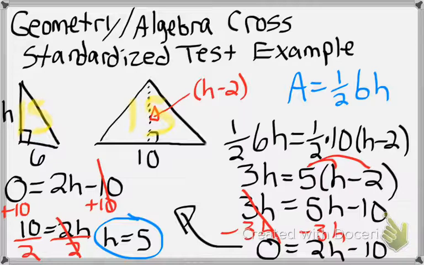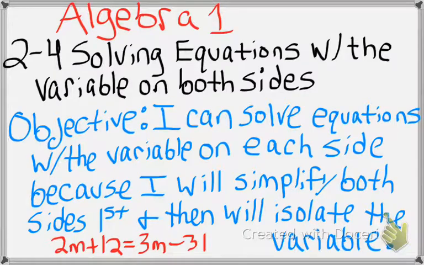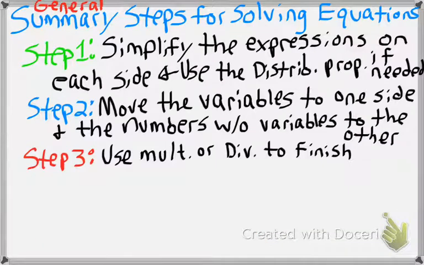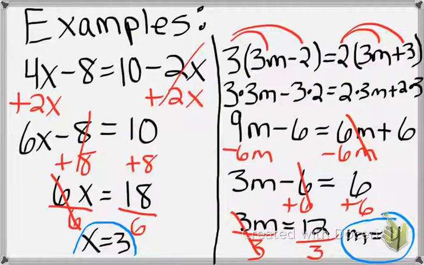So h is the value that would make the area of both of these be the same. H equals 5 is that value. Alright guys, so brief recap and we're all done. When solving equations with a variable on both sides, simplify both sides, and then you're going to move your variables to one side and then move your numbers away from it, and then until you get your letter all by itself like we did in these.